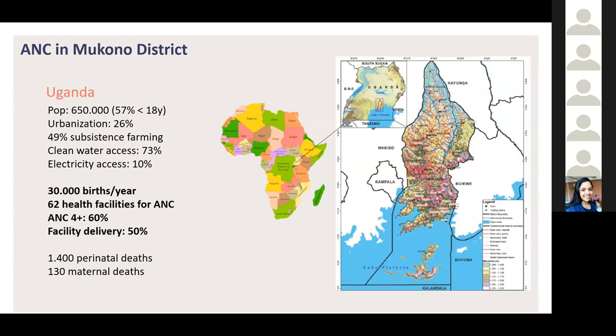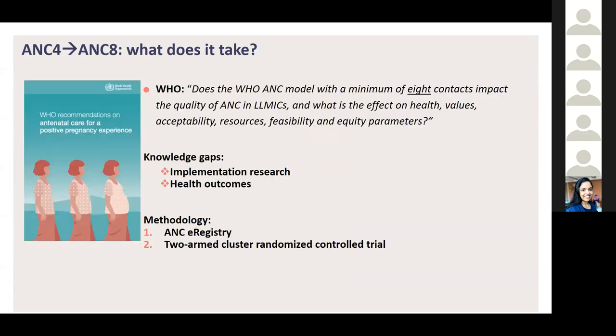and half of the women are delivering their babies in the facilities. What do we want to do there? WHO is asking whether the WHO ANC model with a minimum of 8 contacts can impact the quality of ANC in LMICs, and what is the effect on health, values, acceptability, resources, feasibility, and equity parameters. And this is what we want to answer through this study.